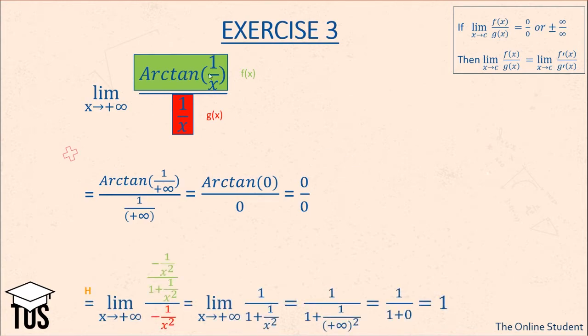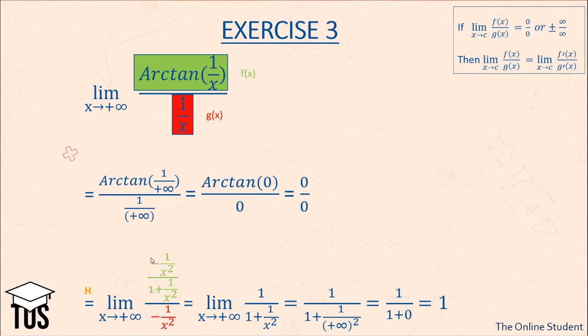The derivative of arctan of 1 divided by x is this bad boy right here, minus 1 divided by x squared, divided by 1 plus minus 1 divided by x squared, squared. The derivative of the red function, 1 divided by x, is quite easy. It's minus 1 divided by x squared.